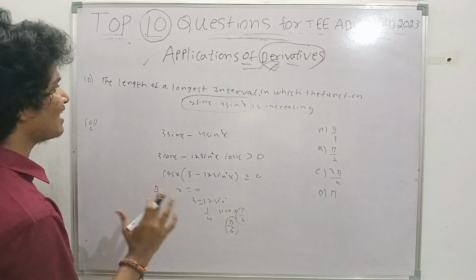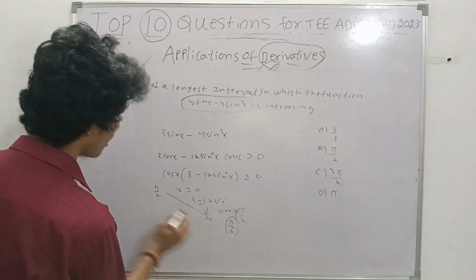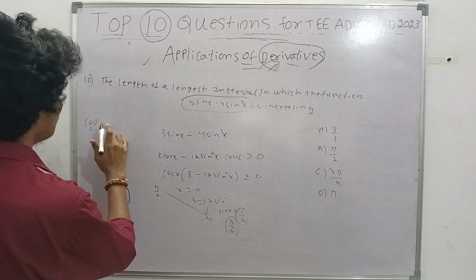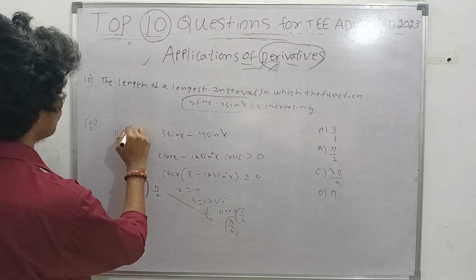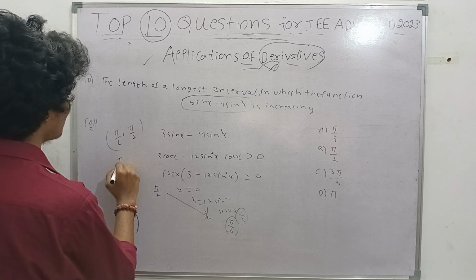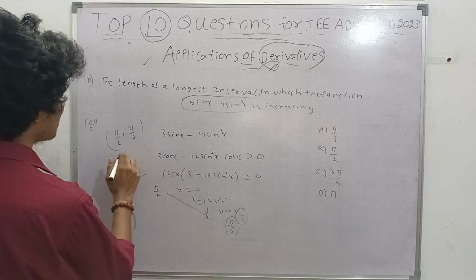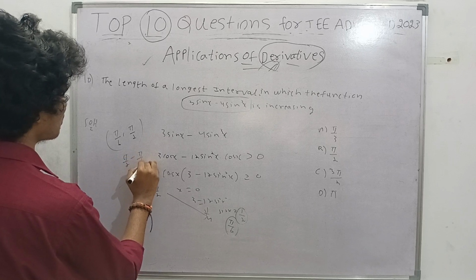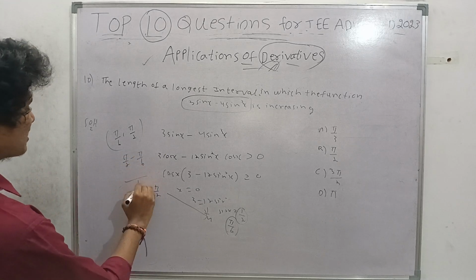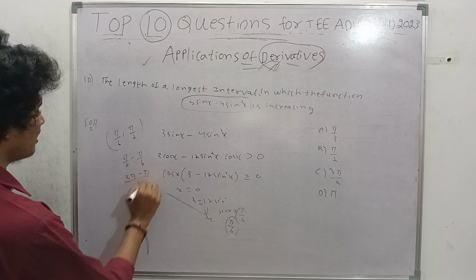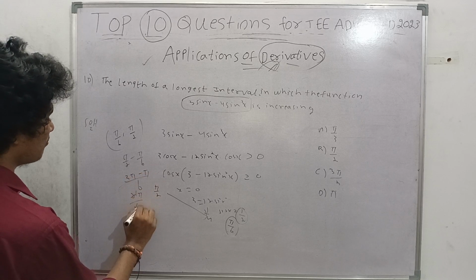So now they are asking the length of the longest interval. So the longest interval is pi by 6 to pi by 2. Now we have to find the length. The length is pi by 2 minus pi by 6. So what is the length? It will be 3 pi minus pi over 6, that is 2 pi by 6. It will be pi by 3.